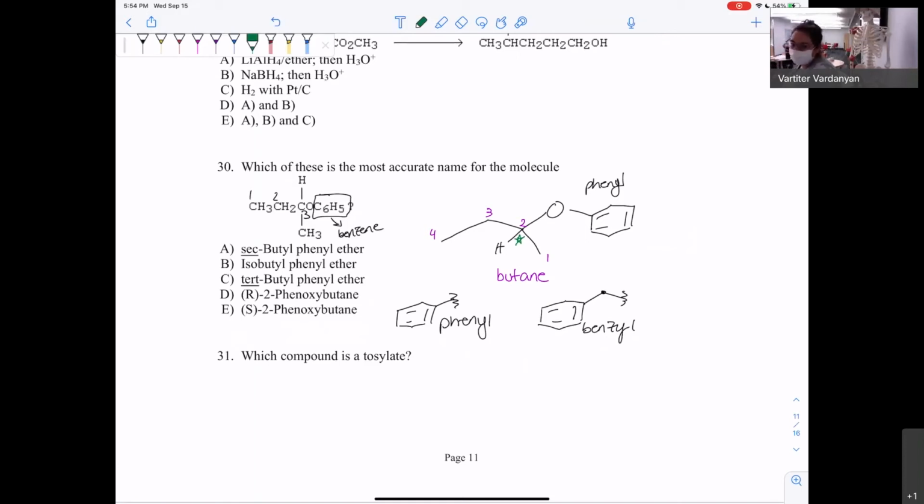Okay, it could be phenoxybutane. Oh, wait, no. Or it could be a sec-butyl, exactly. So we're going to get rid of isobutyl and tert-butyl. Cool, so we're between A, D, and E, right? What's not over 5? Exactly, so it's not over 5 carbons. So that means it has to be A, right?